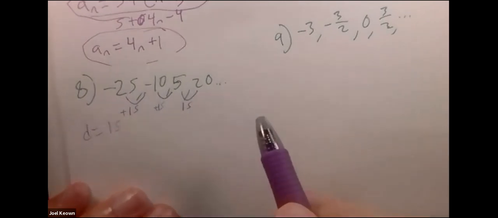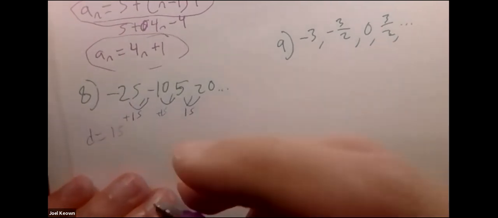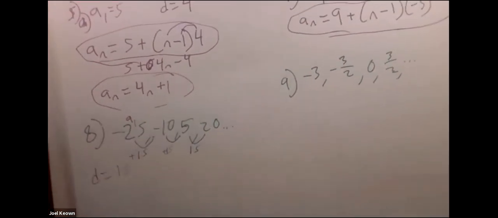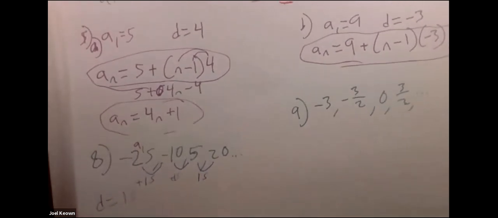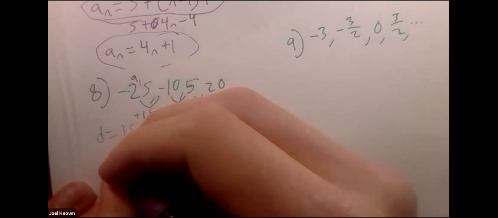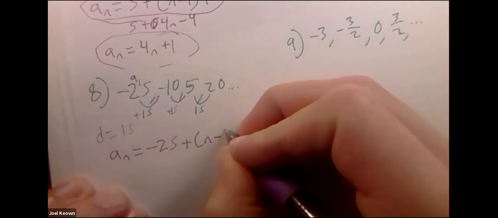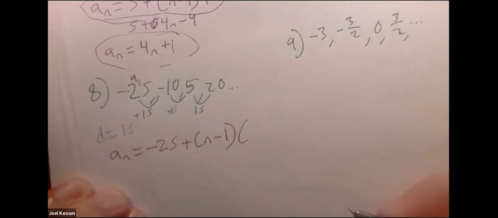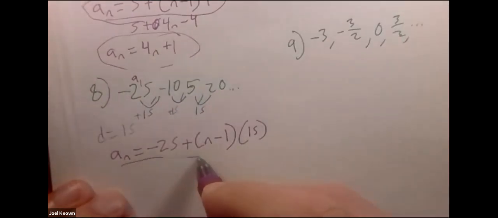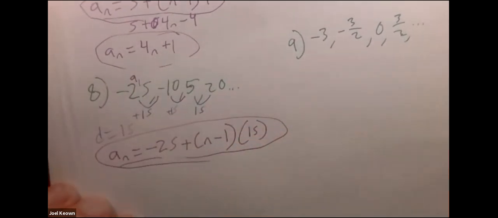All right. Well, do I know what my first term is? Yeah, that's a sub 1 right now. They give me the first term. They actually give me the first 4 terms. So there's a sub 1, there's my common difference. I can now just plug into my formula. So a sub n equals a sub 1, negative 25, plus n minus 1 times whatever my common difference is, in this case, 15. So there's my rule. Got it right there. Not bad at all.